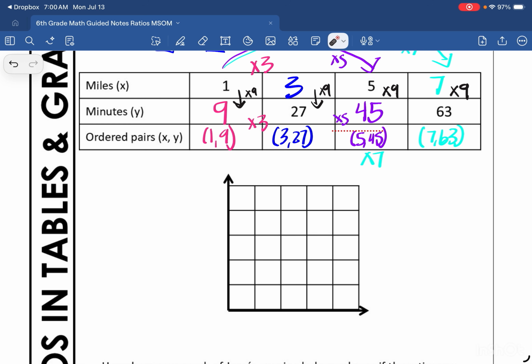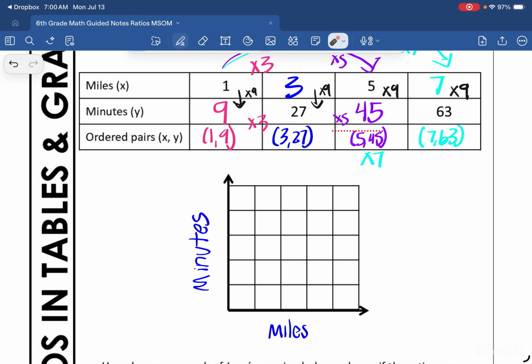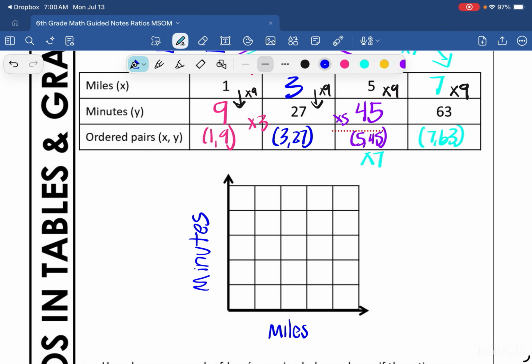Now we are going to graph these ordered pairs. It tells me my miles is X and my minutes is Y. Let's label that. My miles is going from 1 to 7, and it's counting by 2s. And then my minutes will be 9, 27, 45, and 63. Graph those. I have (1, 9), (3, 27), (5, 45), and (7, 63).